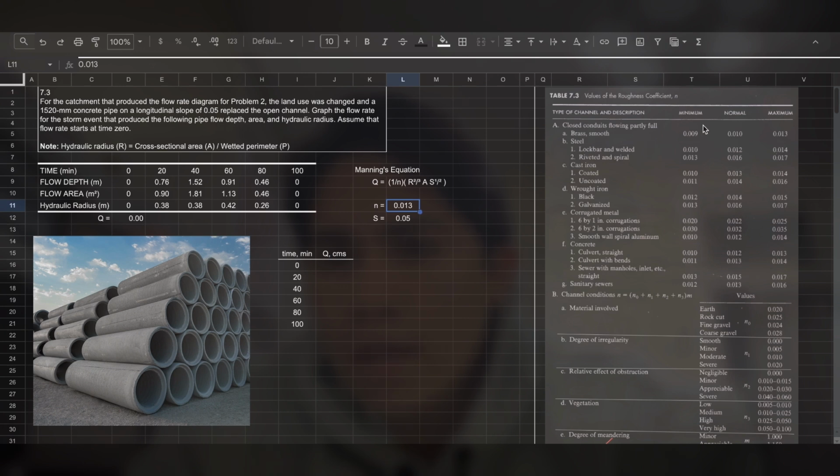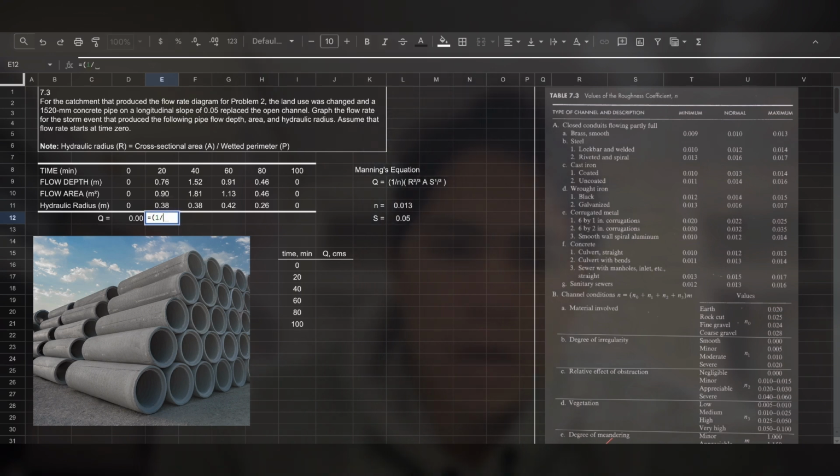Now, I think this is like an approximation of how long the pipe has been used, because since water has been going through, its roughness coefficient is going to decrease over time, because water is going to smooth the surface inside of the concrete pipe. So since it's just new, we're using 0.013. That's how we got that value right there.